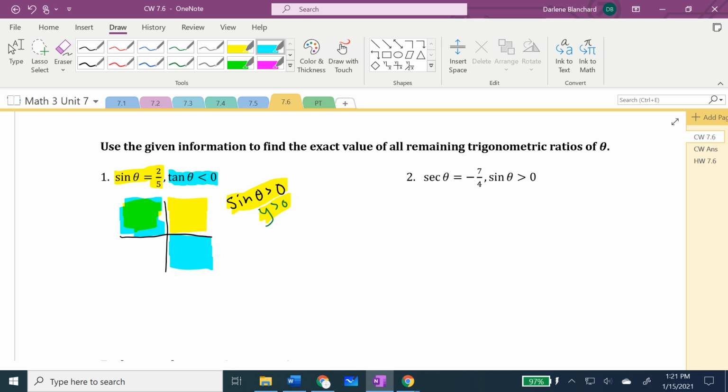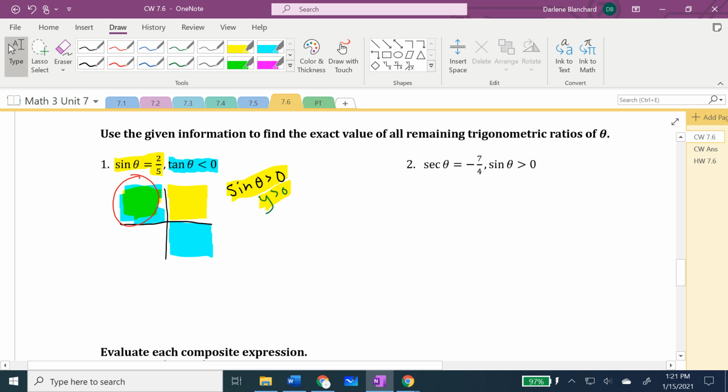So here we go. We know that we are going to be working in this particular quadrant. In that quadrant, I know who's positive and who's negative. You're asked to find the exact value of the remaining trig ratios. You're given one trig ratio, there are 5 others. So I'm going to start listing the other 5: cosine theta, tangent theta, then cotangent theta, secant theta, cosecant theta.